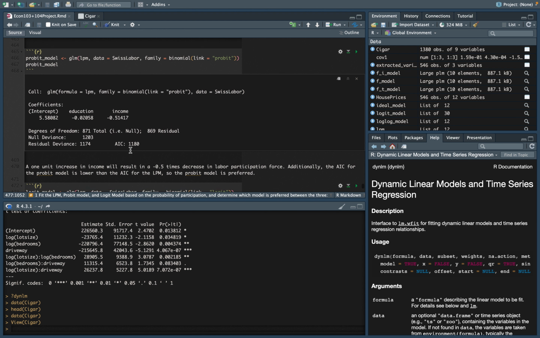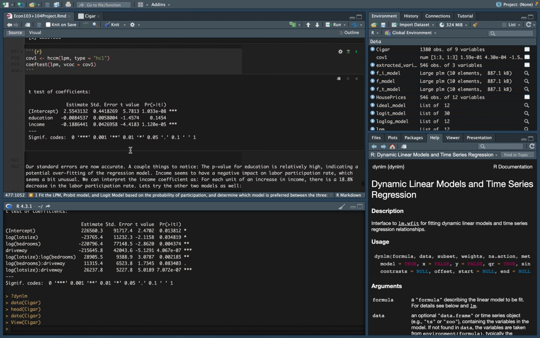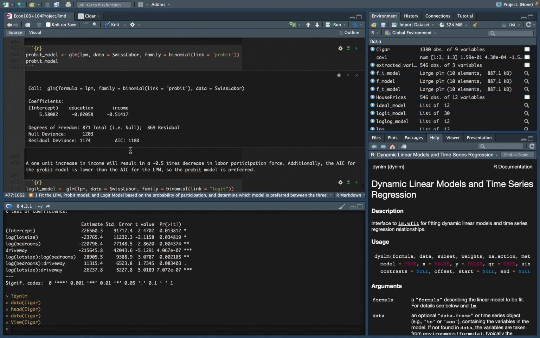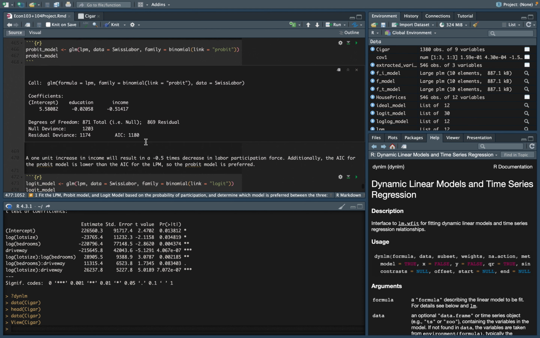So we can compare that to the linear probability model, and notice that the AIC for the probit model is smaller. So if we're deciding which model to use, then we're going to decide on the probit model, even though the LPM isn't necessarily useless. It's still good to compare.